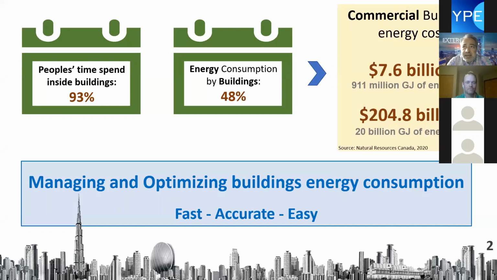Based on Natural Resources Canada, in 2019, only the commercial buildings, we have different types of buildings: residential, multi-unit residentials, warehouses, plazas, hospitals, academic universities, everything. Just the commercial buildings spend more than $6 billion on energy in Canada. The number for the US is more than $200 billion, and that's a huge number.